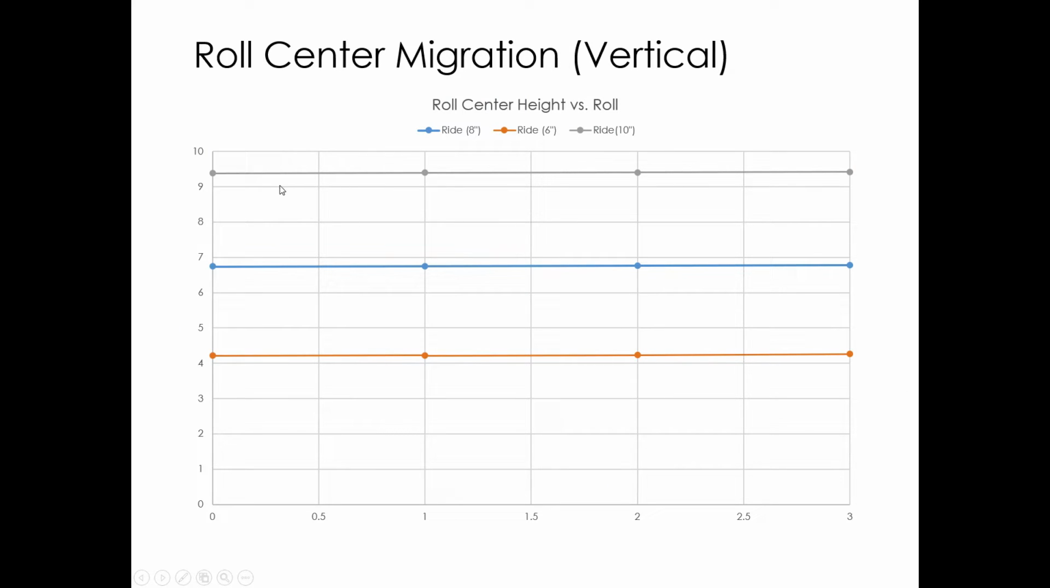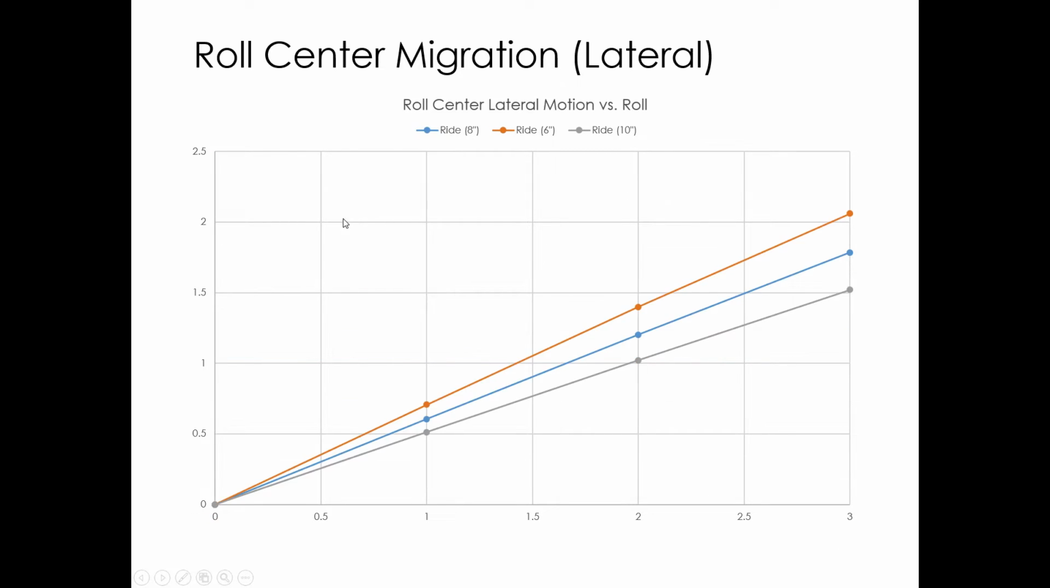So this is that information plotted. So this is roll center height through roll, so this is roll down here, and then this is roll center height. So you can see it doesn't change very much at all with roll. Lateral motion versus roll. So this is roll, this is lateral motion at the different rides. So you can see this is nice and linear. It doesn't do anything weird. It doesn't migrate that much. Very well behaved roll center. So this would definitely be very acceptable for roll center behavior.